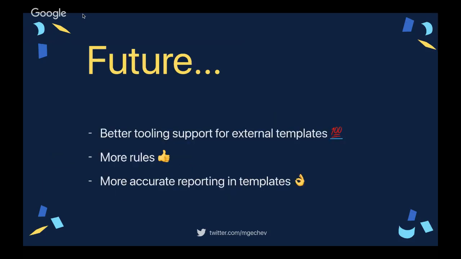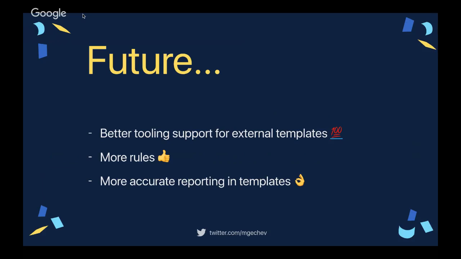So for the future, we're planning to improve the tooling for external templates even further, because currently, for example, in VS Code, you're not going to see warnings in external templates. That's because of the way we're patching TSLint in order to be able to reuse all the built tooling around it, such as editor extensions. We're planning to add many more rules and more accurate reporting in templates.